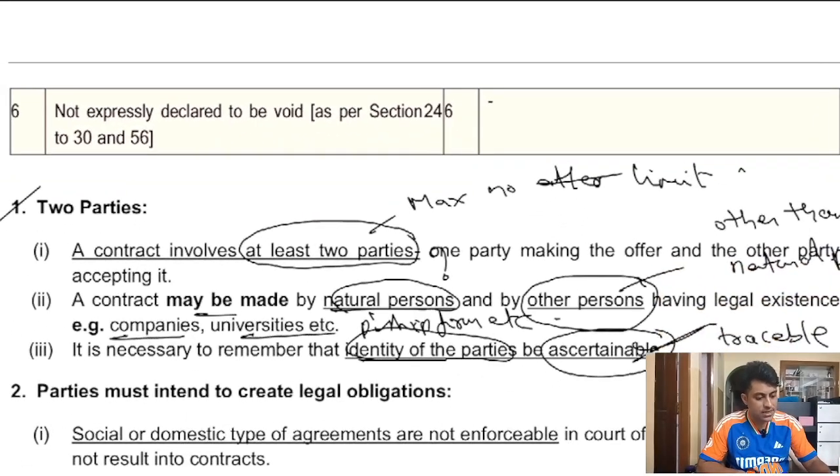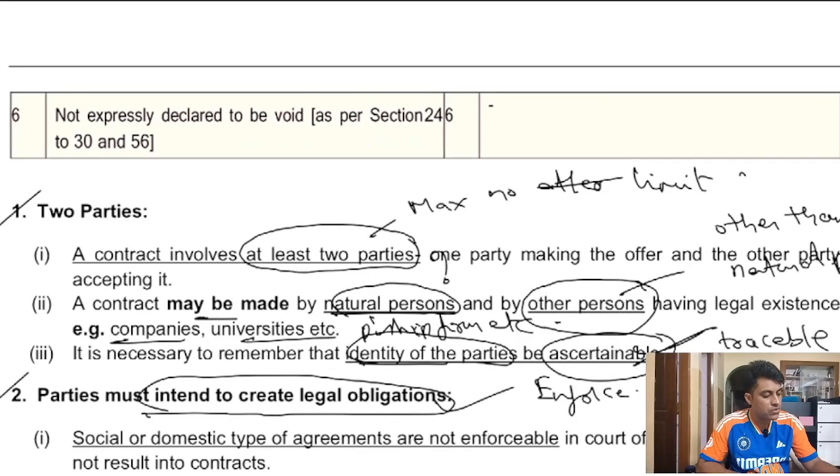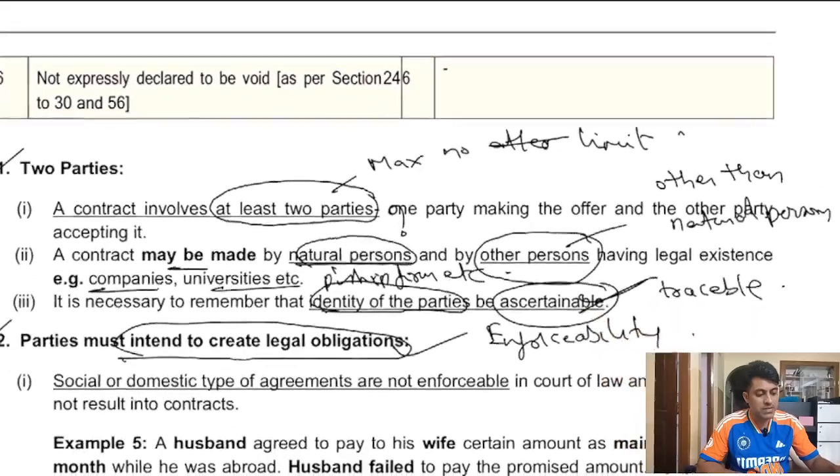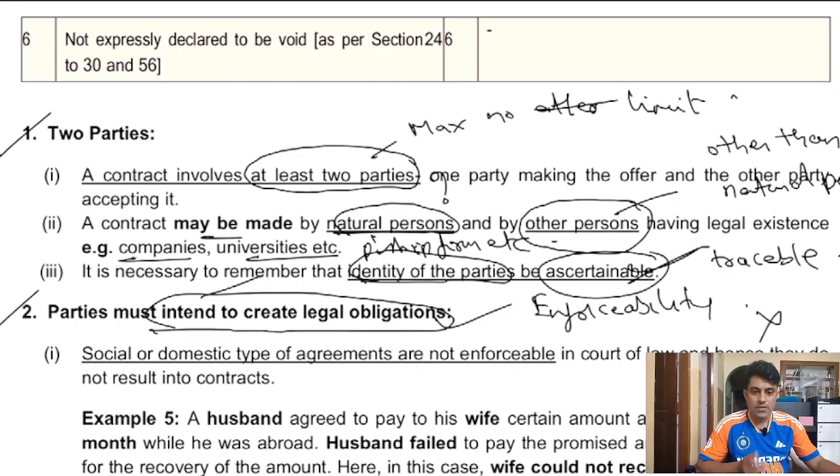Second thing, parties must intend to create legal obligation. I think this is already discussed, when we discussed the topic called enforceability, so we have already covered this point in detail. Once again, we'll not spend much time here. Parties must intend to create a legal relationship. Otherwise, if there is an agreement and it does not give rise to legal obligation, you cannot call it an enforceable contract. Social and domestic agreements, you cannot call them contracts. Why? Because these are not enforceable.